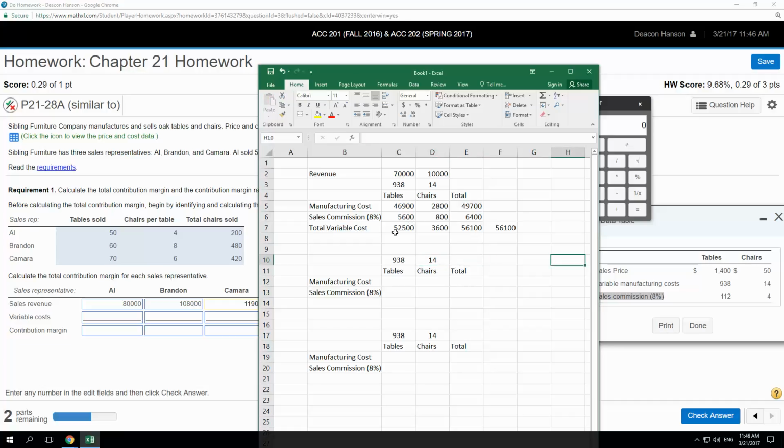So that's really your total variable costs. And then your total revenue would be out here, if you add your total revenue up. The difference between the total revenue and the total variable costs will be the contribution margin. You could do it broken down by tables and chairs, but it looks like they just want the total. We'll call this one Al. I'll do it a little slower for the next two.